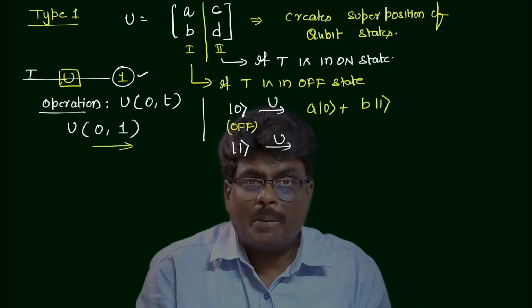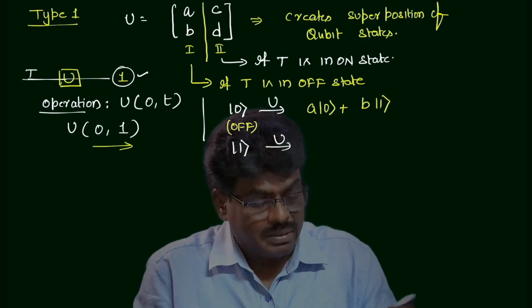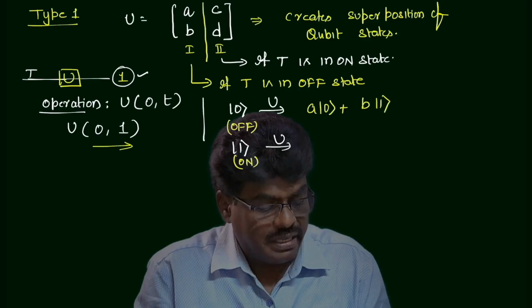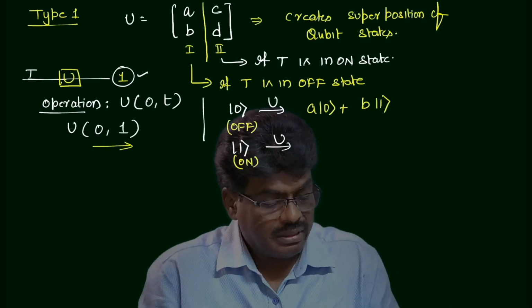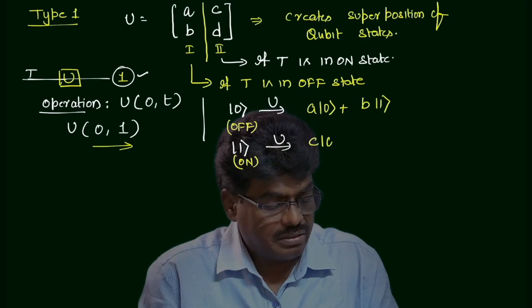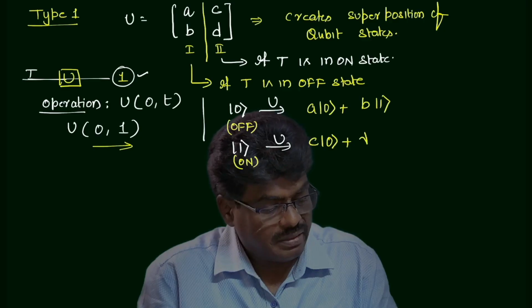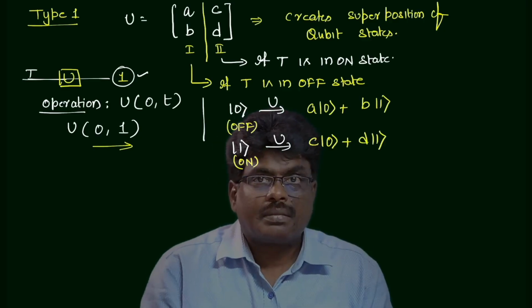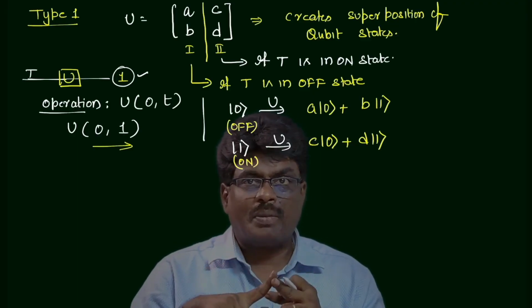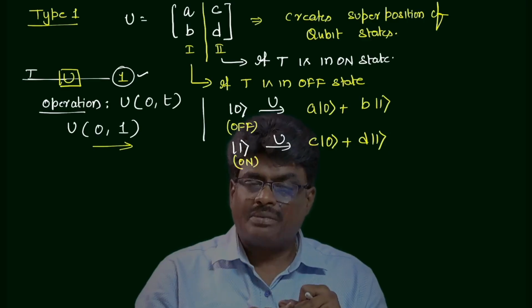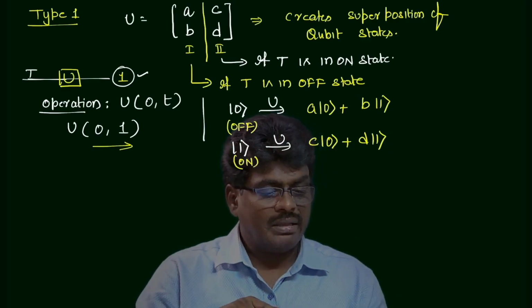and this operation, U operation, that means this 1 stands for the on state. Then you have to take the second column if the target is on. Then this is C|0⟩ plus D|1⟩. Qubit states are 0 and 1 only, because there is only one single qubit, available either in the off state or on state. So that's why 0 and 1.